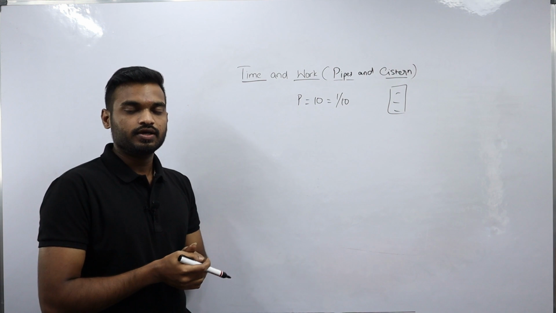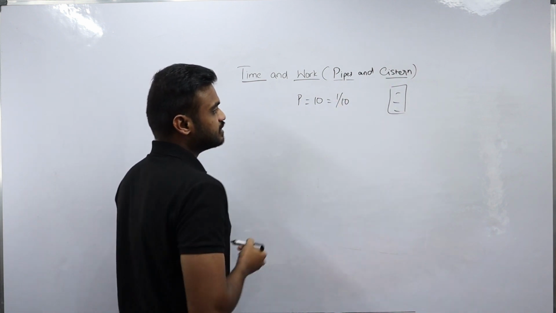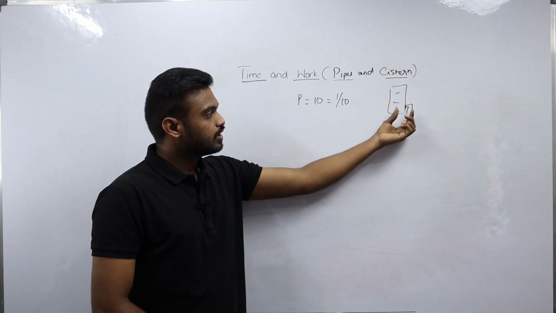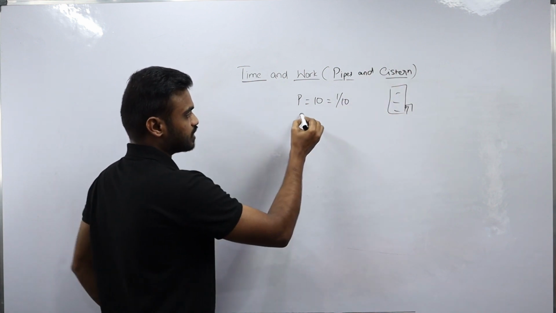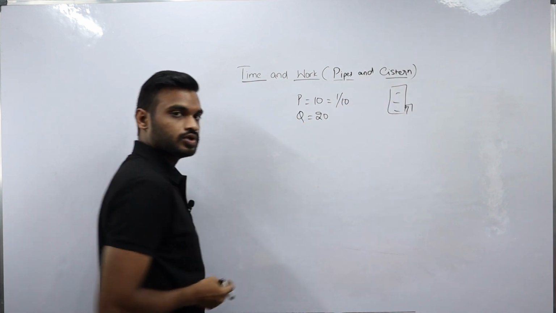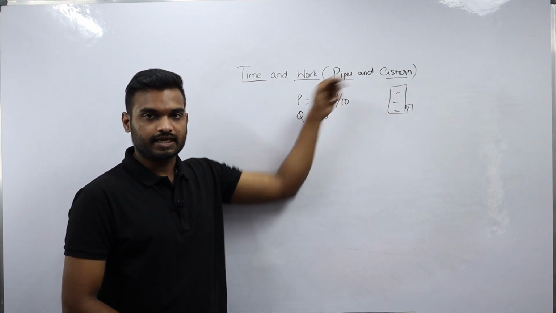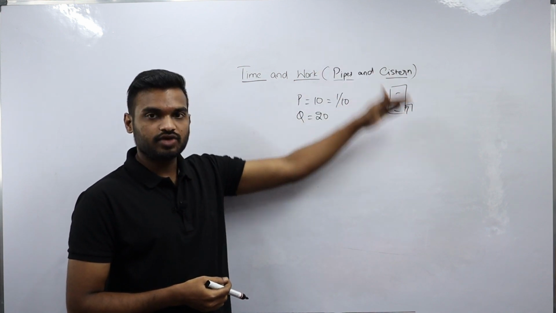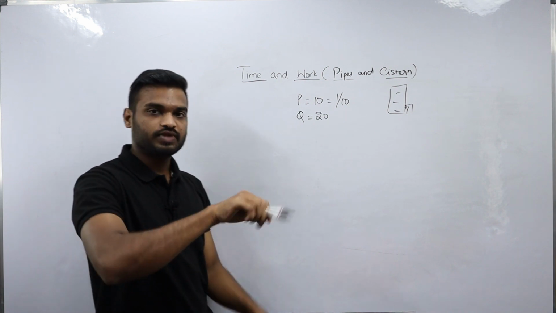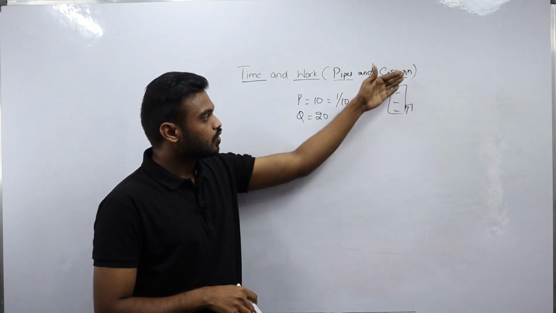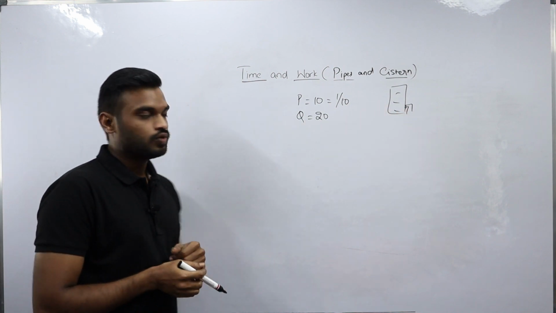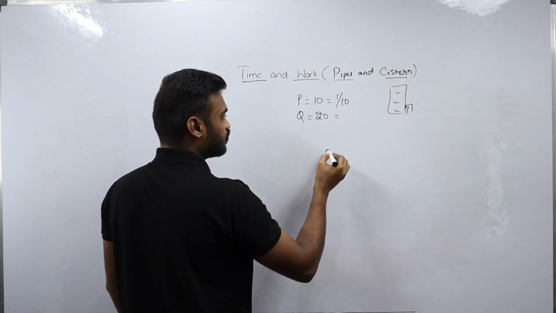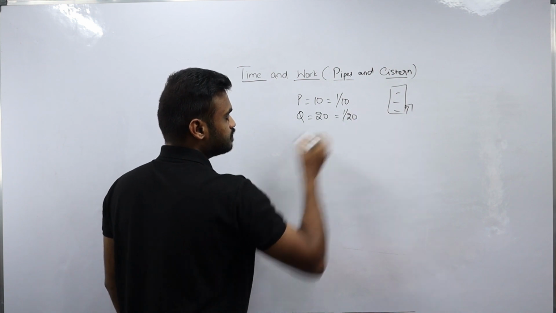Suppose for this entire tank, there is a minor tap here. The tap can empty the whole tank in 20 hours. So P is taking 10 hours to fill the tank, but this tap can empty all the water in the tank in 20 hours. If the tap is opened, it can empty the whole water in the tank in 20 hours. Since Q is emptying the total water in 20 hours, Q's 1 hour work or Q's efficiency will be 1 by 20.